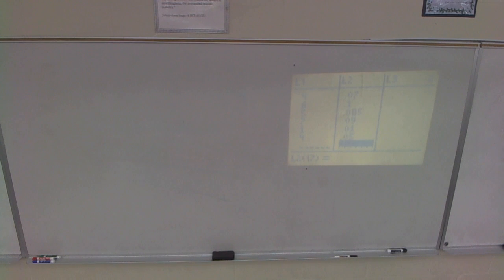Okay, so first you want to load your data. We're looking at blood alcohol content in the Y and number of beers consumed in the X. Then you want to go to second stat plot. Turn a scatter plot on. That's a histogram. Scatter plot's the first one.